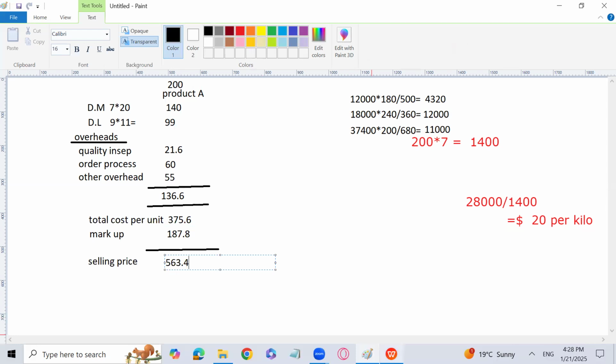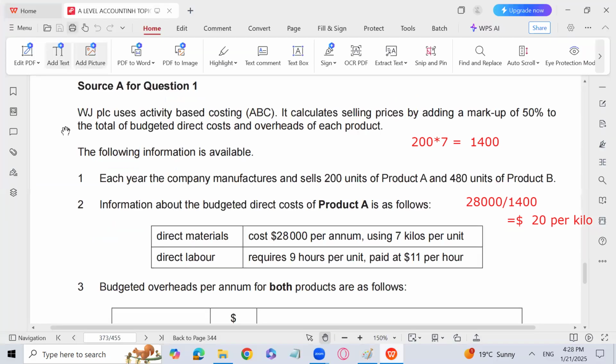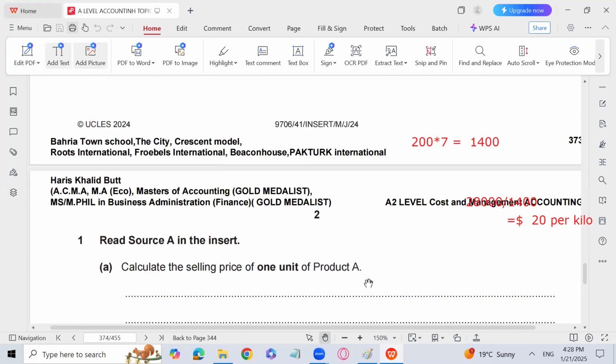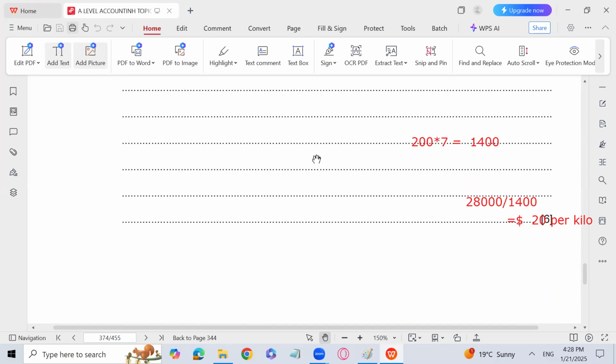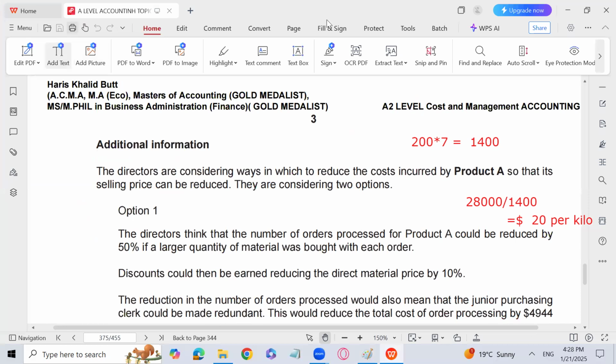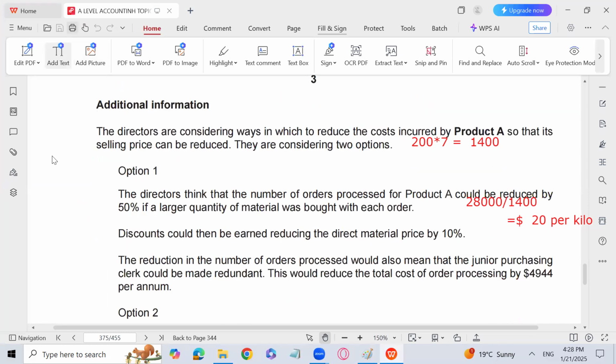Let's go further. What is the next part? It has been given in the question. That is May, June 24, 41 is the variant. Calculate the selling price of 1 unit of product A. We have calculated. 6 marks are there. In the additional information, he has given you to calculate the same thing actually with some changes. And there are two changes, option 1 and option 2. So directors are considering ways in which to reduce the cost incurred by product A so that its selling price can be reduced. So they want to reduce the cost so that the selling price can be reduced.